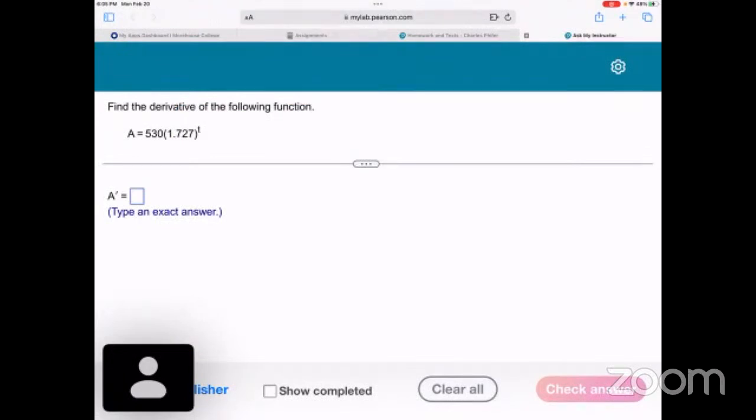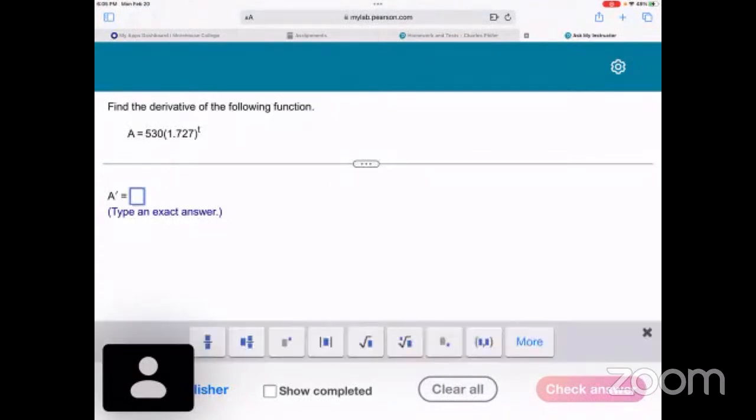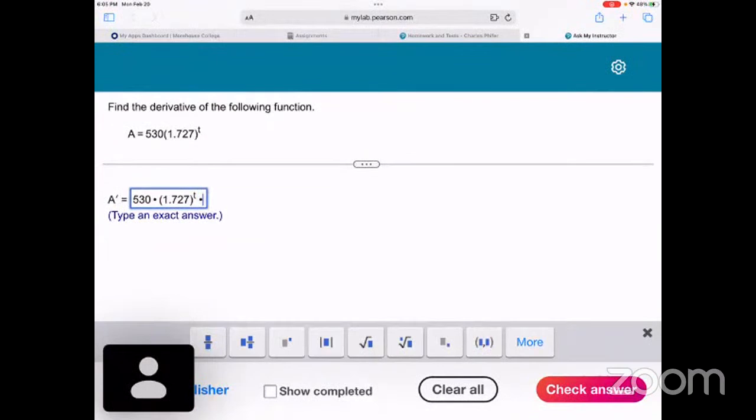Okay, so 530 times the exponential, 1.727 to the power of t times the natural log. So I'm just going to put ln of the base, which is 1.727. Now, I don't know how to get more exact than that. We could crunch those numbers and get an approximation, but I'm going to go with this because it says an exact answer, okay?